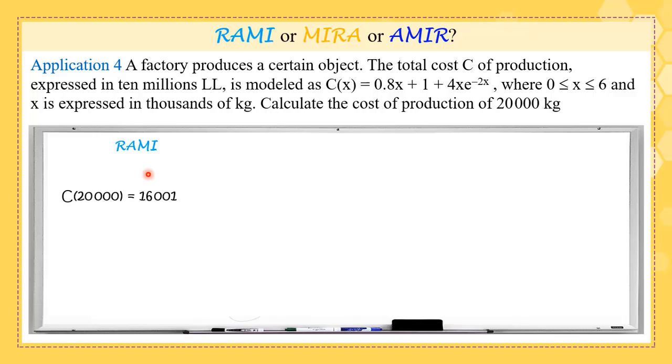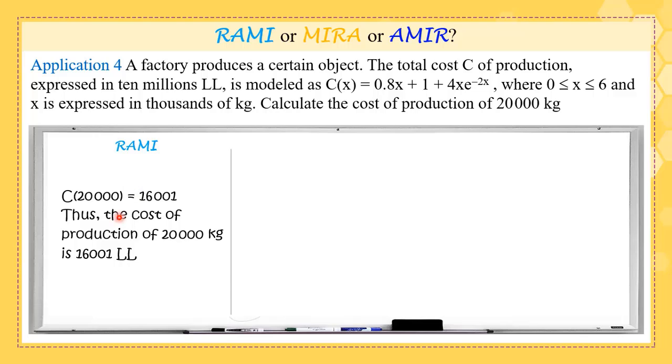Rami said C of 20,000 equals 16,001. Thus, the cost of production of 20,000 kilograms is 16,001 lira Lebanese. Of course, Rami's answer is wrong, since from the beginning of his work, he doesn't divide by the unit of x. Also, in the final step, he didn't multiply by the unit of the total cost.